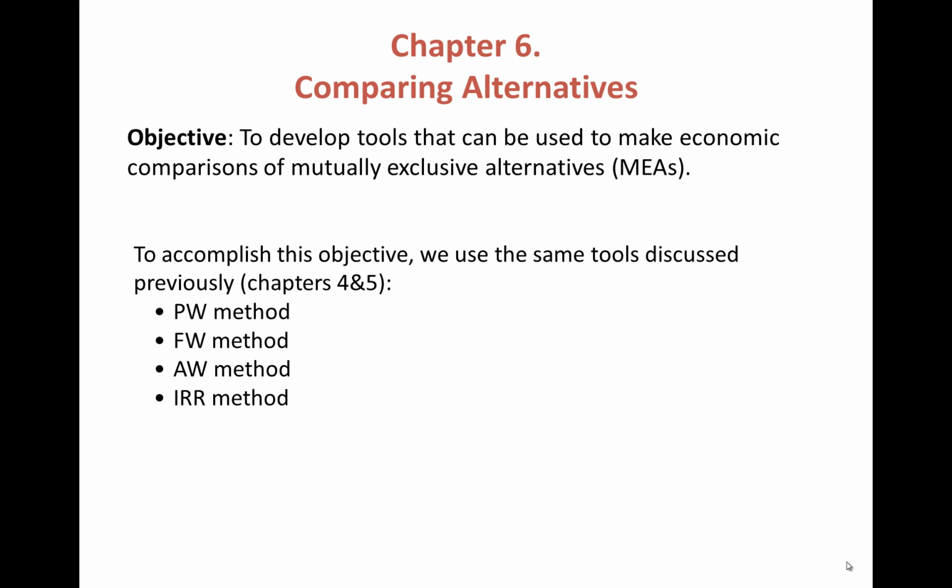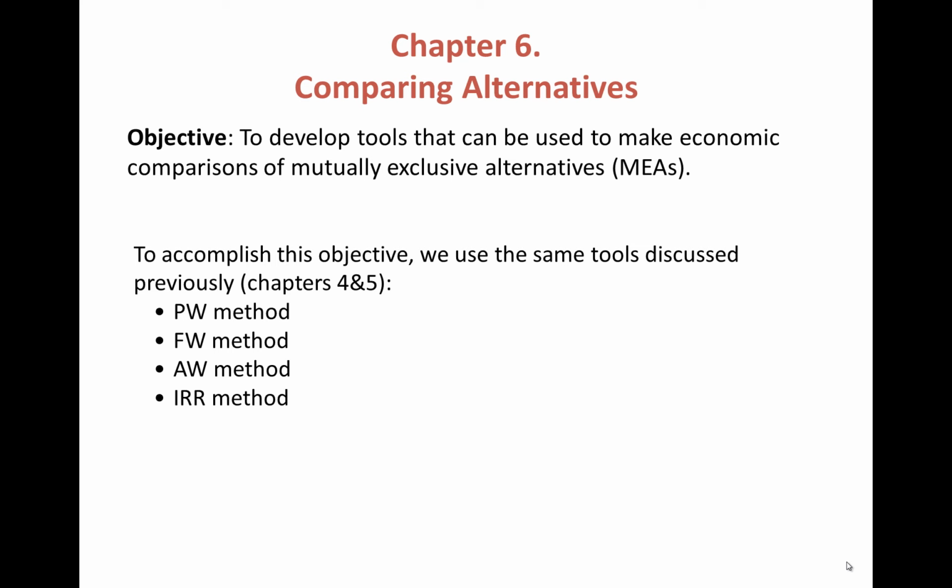Within Chapter 6, the primary objective is to compare alternatives. What we want to do is develop tools that we can use in order to have a rational and a grounded way to make comparisons of alternatives that we designate as mutually exclusive alternatives, or MEAs. Mutually exclusive is going to mean that only one of the options can be selected to satisfy the need that exists.